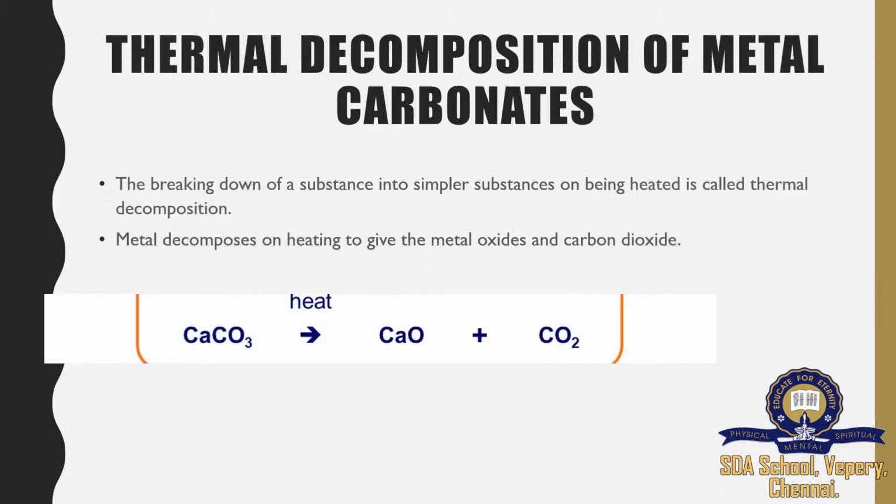Thermal decomposition of metal carbonate. The breaking down of a substance into simpler substances on being heated is called thermal decomposition. A metal carbonate decomposes on heating to give the metal oxide and carbon dioxide. So decomposition means it's a breaking down. So here CaCO3, calcium carbonate, while we are heating, what is happening? It is broken into two different compounds. One is CaO, calcium oxide, plus carbon dioxide also comes out from this reaction.